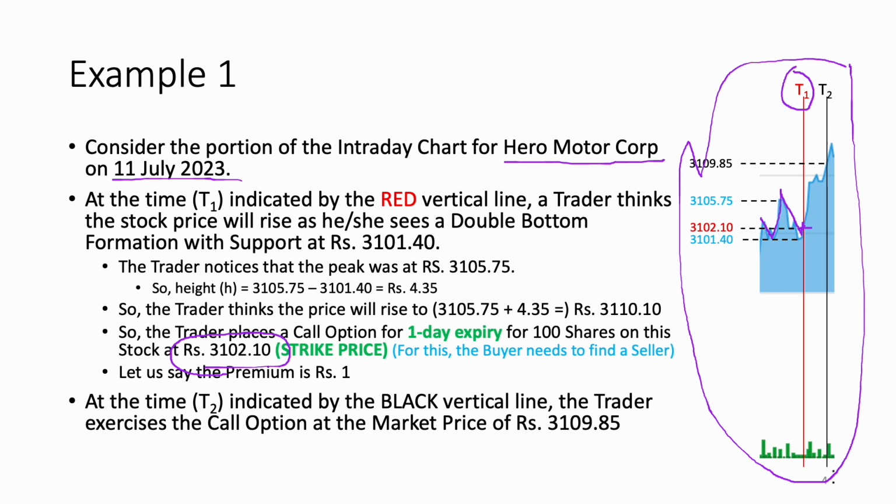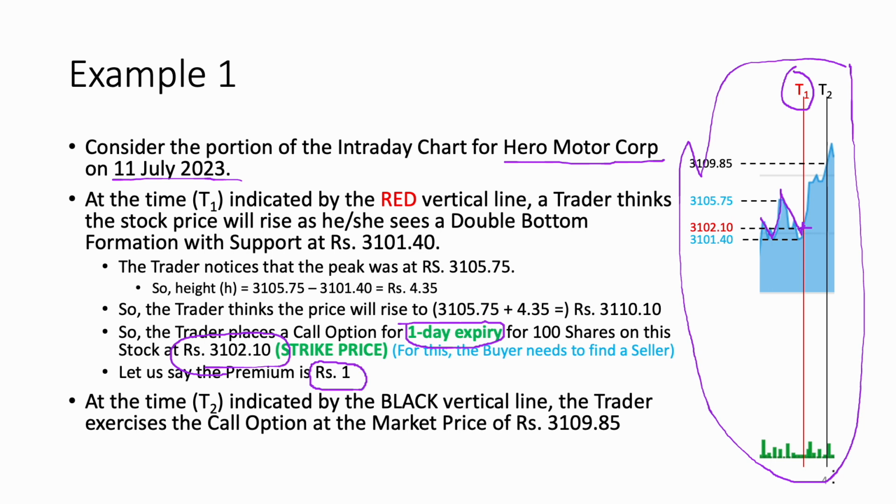Now the buyer agrees that the contract would be for a 1 day expiry. That is, by the end of the day, the contract would expire. So this is the situation. The last condition the buyer and the seller agree on is that the premium the buyer would give to the seller is ₹1 per share.